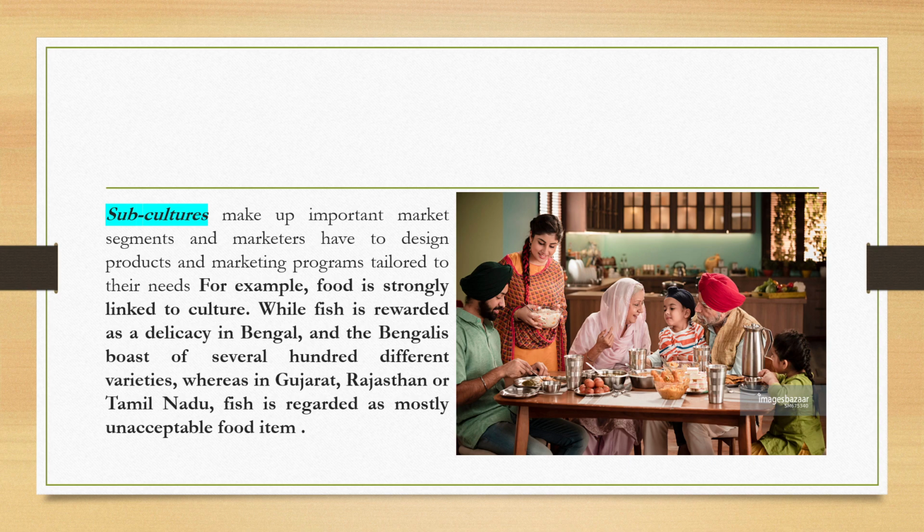For example, food is strongly linked with culture. While fish is regarded as a delicacy in Bengal, and Bengalis boast of several hundreds of different varieties, whereas in Gujarat, Rajasthan or Tamil Nadu, fish is regarded as mostly unacceptable food item. By that, I mean to say that under any culture, there are further divisions of cultures. Like in India, different religions, different subcultures exist basically.